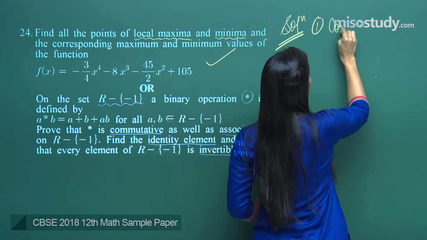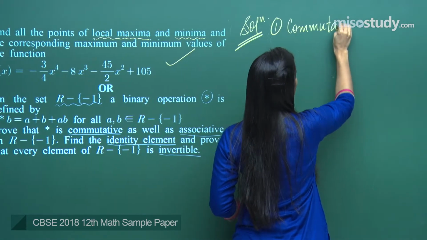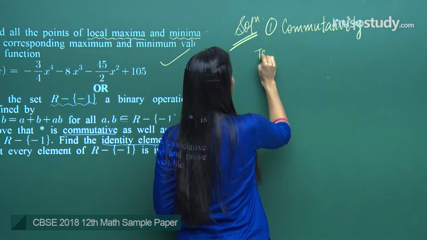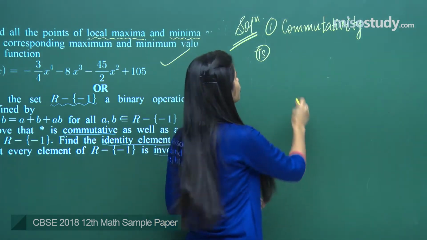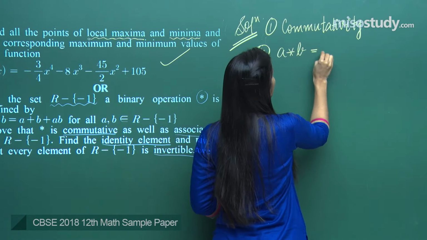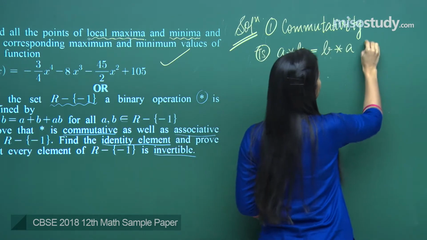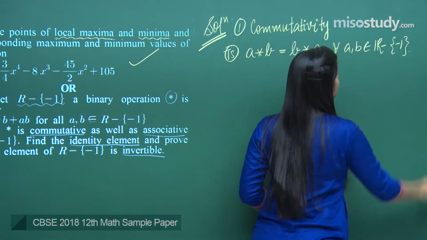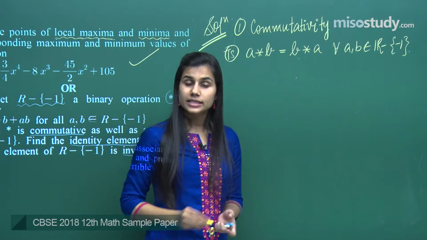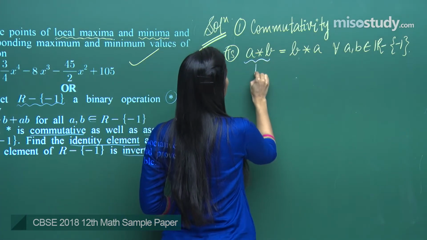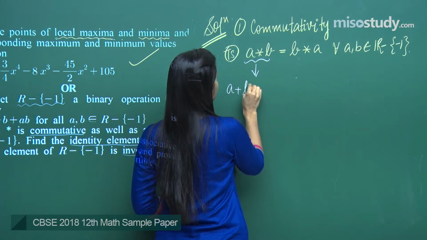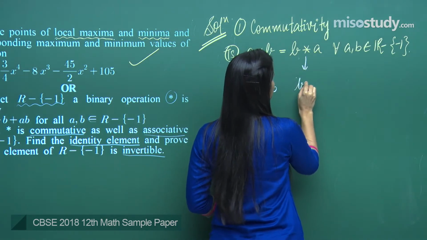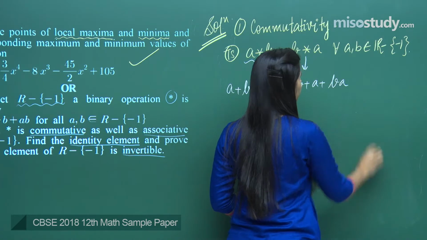So the first thing we are going to deal with is commutativity. If it is commutative, I have to show that A star B is equal to B star A for A and B any arbitrary points inside this set. Now what is A star B? Let's consider the left hand side. A star B is A plus B plus AB. And what is B star A? B star A is B plus A plus BA.